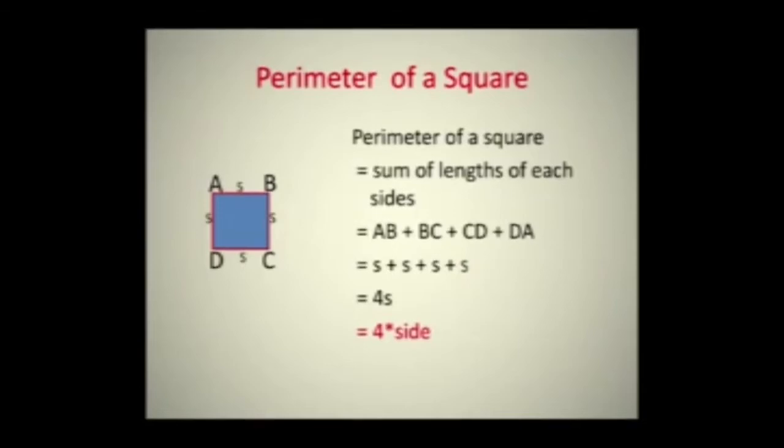Now, perimeter of a square. Perimeter of a square is equal to the sum of lengths of each side. Its sides are AB, BC, CD and DA. As we know that a square is a four-sided figure and all its sides are equal. So S plus S plus S plus S. S is written 4 times here, therefore 4S. S is the side of a square. Therefore the formula for the perimeter of a square is equal to 4 into side.